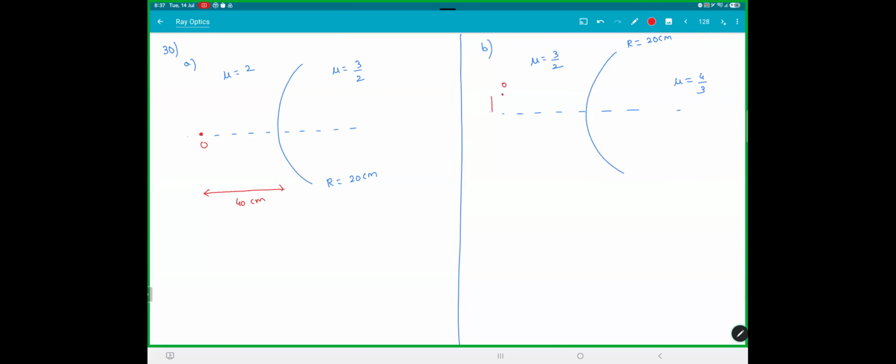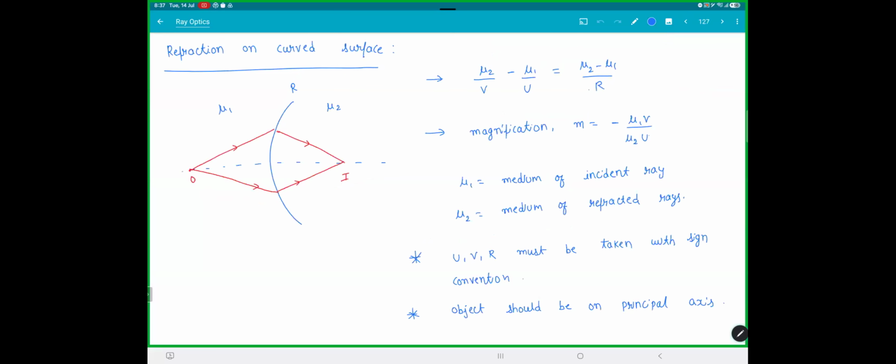The object is at a height of 1 centimeter. It's 2 centimeters. Find the position of the images. All distances are measured from the pole. That's your formula, mu2 by v minus mu1 by u is equal to (mu2 minus mu1) by R. And that's your magnification, minus mu1 v by mu2 u, which is height of the image by height of the object.